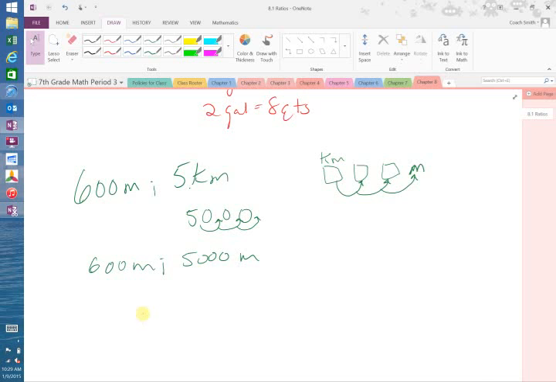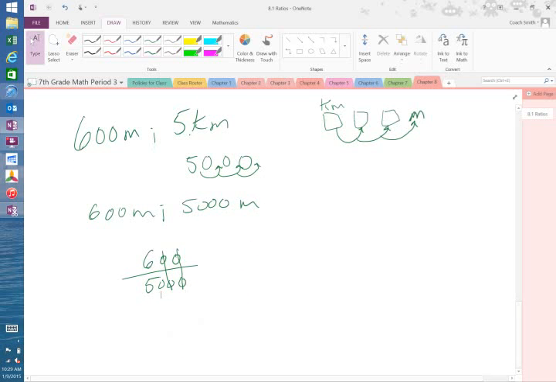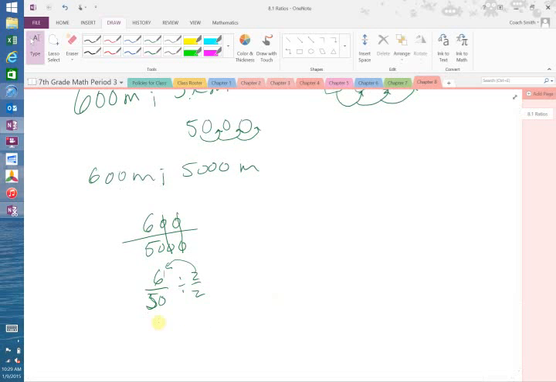Now you put that as a ratio, it'd be 600 over 5,000. The zeros cancel each other out, leaving me with 6 over 50. Now divide that by 2 over 2. 2 goes into 6 3 times, 2 goes into 50 25 times. So 3 over 25 is the ratio for 600 meters and 5 kilometers.